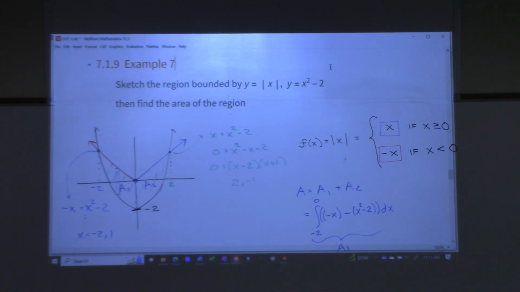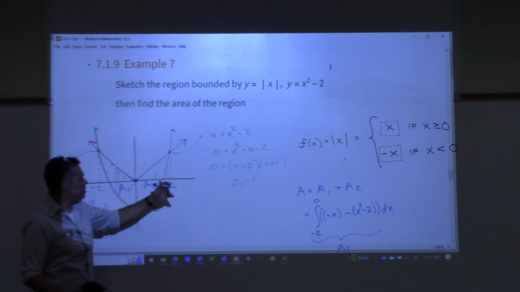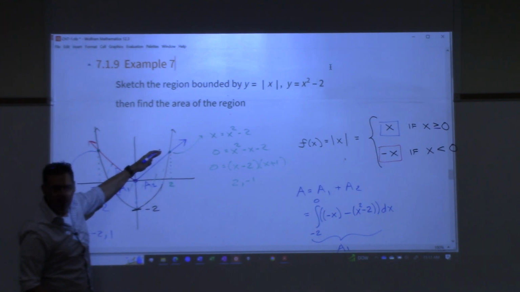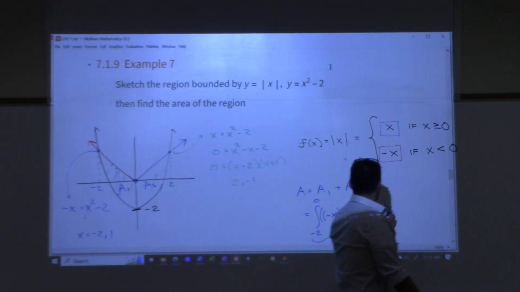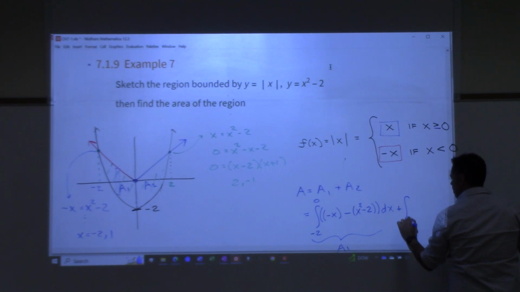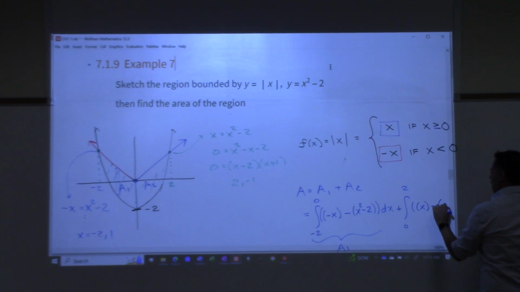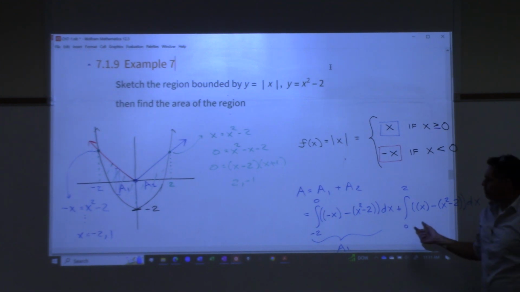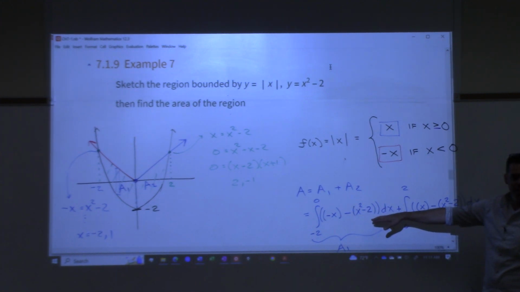And then area 2 is going to be the integral that goes from 0 to 2, right? And now the only difference is our top function is the x, not negative x. The bottom function is still the parabola. So plus the integral from 0 to 2, this time x minus the x squared minus 2 dx. That make sense? Any questions on it? Of course, I would distribute and all that, but that's a polynomial.